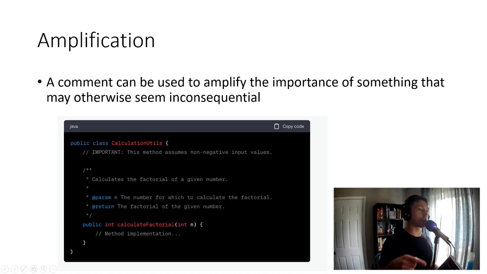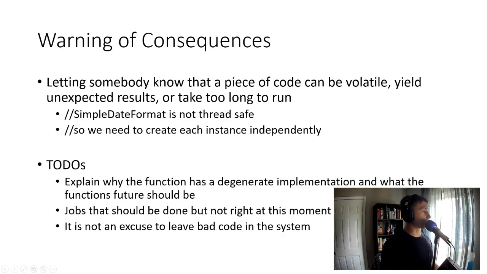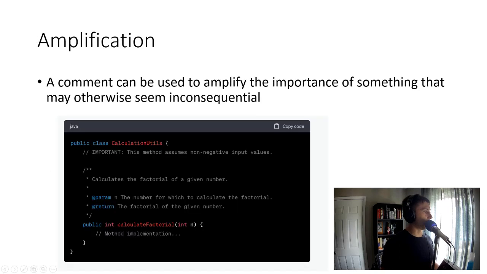And when you write to-dos, I should have given an example of this, but you do your // like you're writing a comment, and then you write TODO, just like that in all caps. And it should actually change color. I know in IntelliJ it does that. It changes to yellow from gray, like you see here when you comment. The whole line will change yellow. So amplification. Moving on. A comment can be used to amplify the importance of something that may otherwise seem inconsequential.